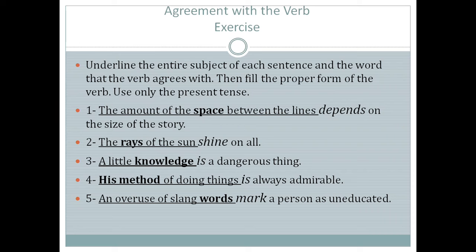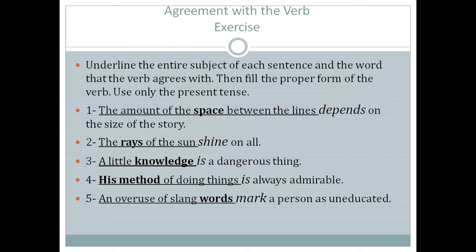A little knowledge is a dangerous thing. A little knowledge is the subject, but knowledge, which was written in bold, is the subject. Knowledge is an uncountable noun, so it takes a singular verb is. His method of doing things: you can see that these words were underlined because they are the entire subject of the sentence, but his method, which was written in bold, is the subject. It's a singular noun, so it agrees with verb is, which is singular.